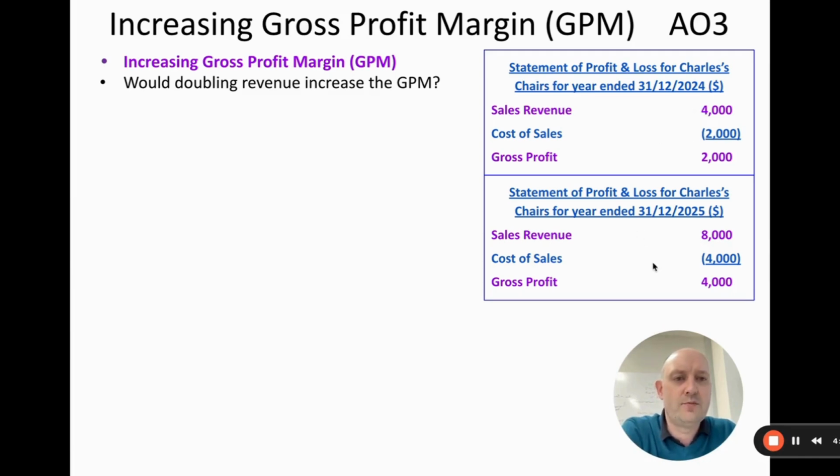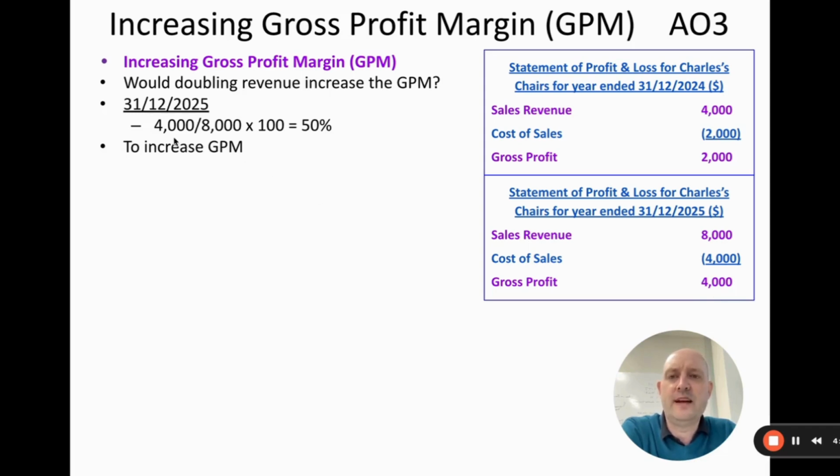So if we're selling double the products and we double our sales revenue, then unless things change, we're going to double our cost of sales. So you can see here that the sales revenue and the cost of sales will double, and also the gross profit. And so the gross profit margin here will remain at 50%. So you can see that the 2025 gross profit margin will be 4,000 divided by 8,000 times 100, which gives us 50%. So just doubling the revenue won't necessarily change the gross profit margin unless other things change and maybe the business gets economies of scale or things like that.